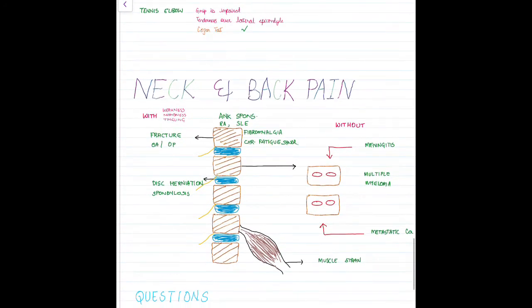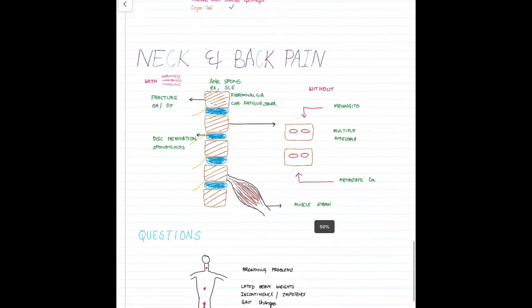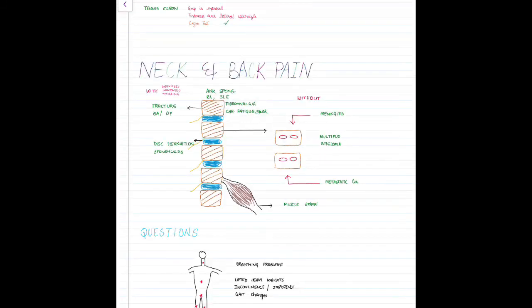Next, moving on towards neck and back pain. Hopefully this is the last part of the musculoskeletal system. Neck and back pain. All right, so think about the bones. This is the first thing that we think about when it comes to neck and back pain: bones and intervertebral discs. The second one, do they have weakness, numbness and tingling, or do they not? If they have weakness, numbness and tingling, it means that the nerves are involved.